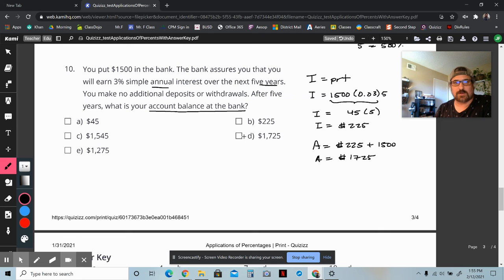$1,725. So that's what you're looking for, D, right? The account balance in the bank, 1,725, not the interest, the account balance. Read the question carefully. Make sure you're addressing the question carefully. That's how you do these problems.